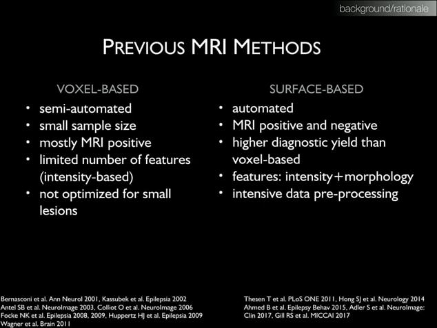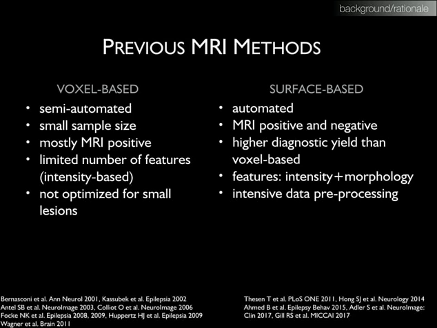There have been previous attempts at localizing the lesion using various voxel-based and surface-based methods. With voxel-based methods, a lot of them were semi-automated. They used machine learning, but there was a lot of manual QC. It involved extracting features based on gray matter density maps, relative intensity, and comparing and z-scoring the lesions with respect to a database of healthy controls. Sample sizes were small. The lesion was optimized for MRI positive, and features were mostly intensity-based, and they were not really optimized for small lesions.